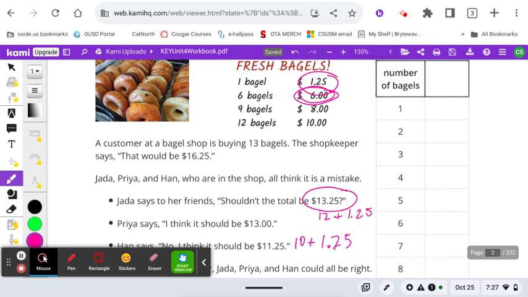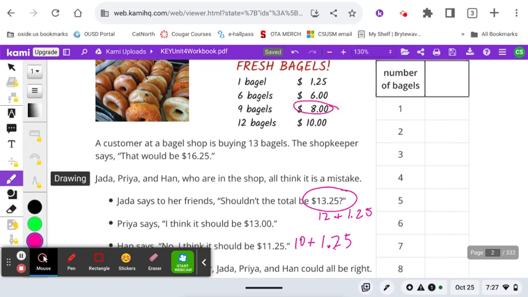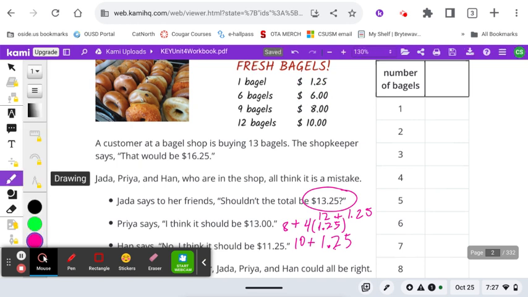So then what did Priya do? Priya took the 9 bagel cost and then added 1, 2, 3, 4 additional bagels. And that 4 times $1.25, that's going to make $5. $5 and $8 makes the $13. So technically, they're all right. They all used different prices off of the list correctly. So they could all be right.